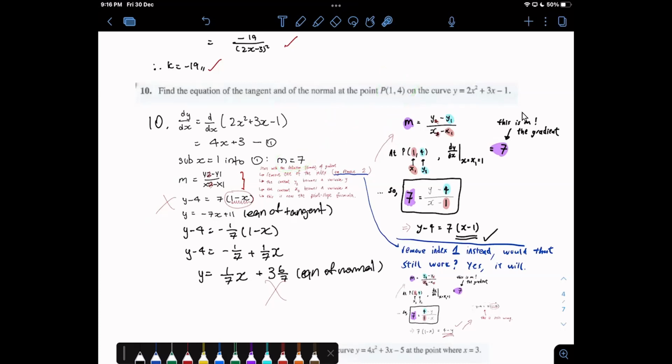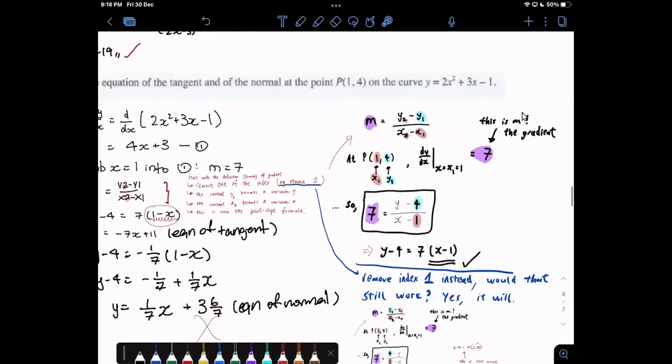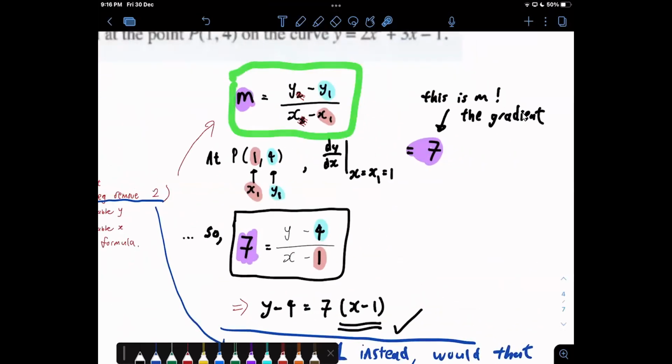The trick, maybe I confused you. What I was saying during the lesson, maybe I wasn't clear enough, is the following. Let's say you start off with the point slope formula, you memorize it like this: y2 minus y1 over x2 minus x1. What I'm saying is you can remove one of the indices. So for example, if you remove the 2 here and 2 here, what do you end up with? It's just y minus y1 over x minus x1. This y and x are now generic. You just leave them alone. y is y, x is x. Don't need to sub in.